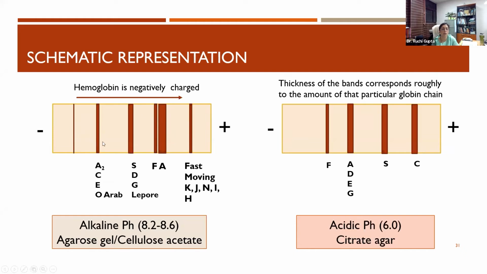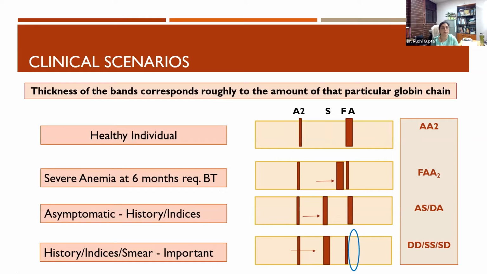So this is how you discriminate between a normal sample and an abnormal sample. You need to know what the normal patterns are. You need to have a sample to compare your normal with and your sample with, and so on. And similarly, there is a migration of the hemoglobin molecules differently on an acidic pH. Normally, alkaline pH is more commonly used than the acidic pH. The thickness of the band roughly corresponds to the amount of that particular hemoglobin.